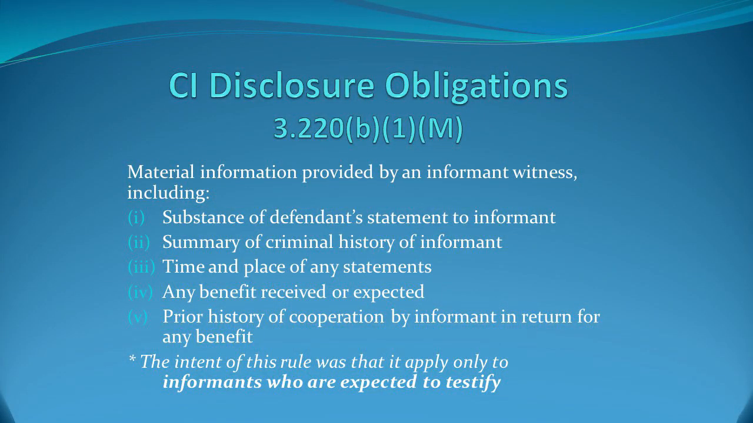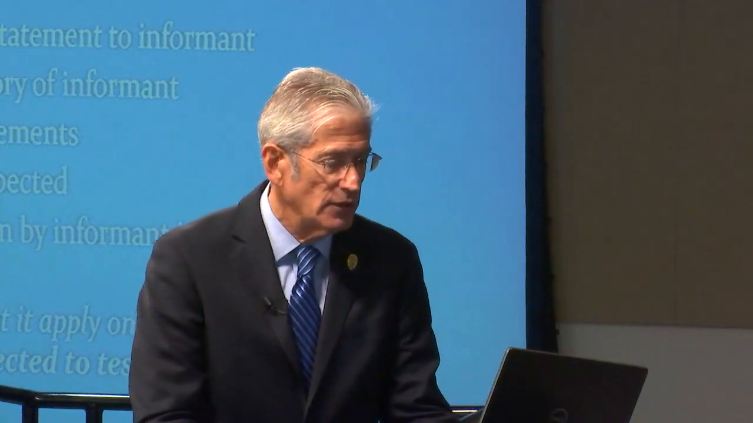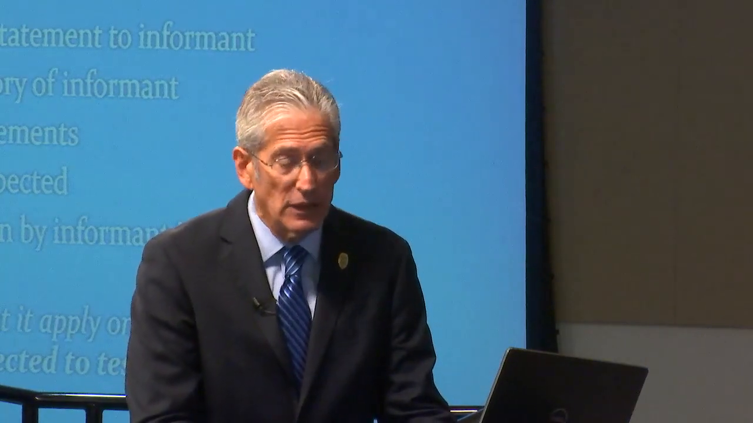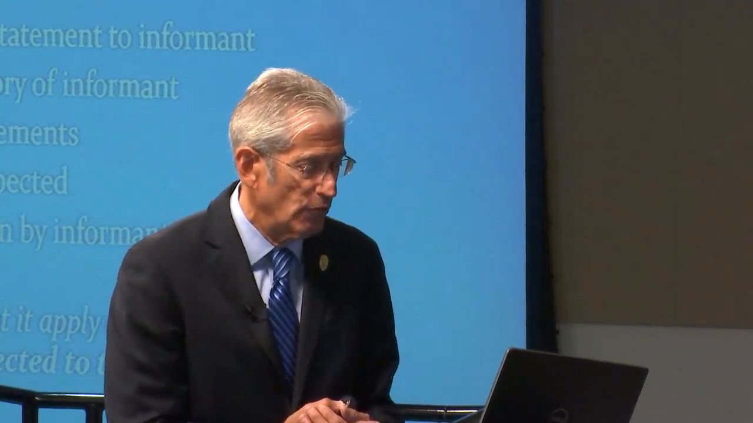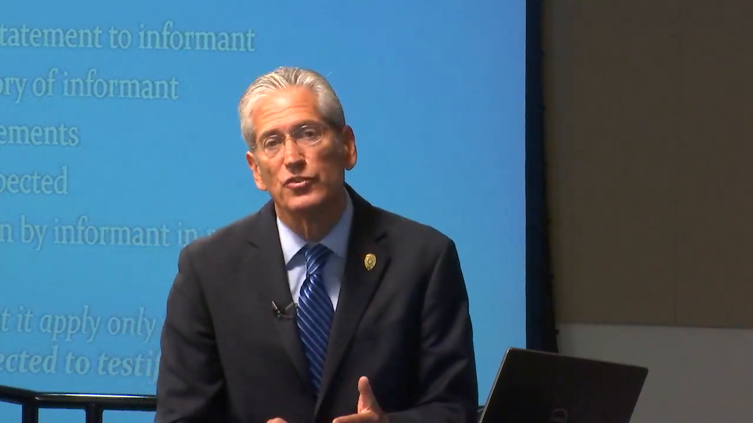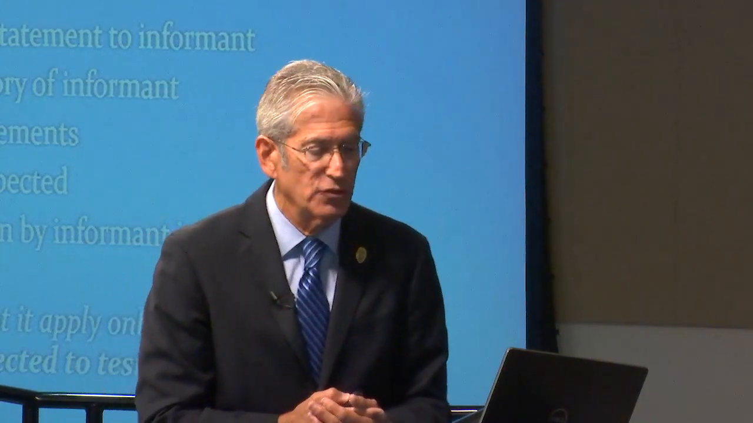Now, as I mentioned earlier, there's a separate rule regarding CI disclosures. Now, understand that this involves the CIs that the state intends to use at trial, intends to call at trial. So what material has to be disclosed? The substance of the defendant's statement to an informant, a summary of the criminal history of the informant, time and place of any statements, any benefit that's expected or had been received, prior history of cooperation by the informant in return for any benefit. And again, the intent of this rule was that it apply to the informants who are expected to testify.